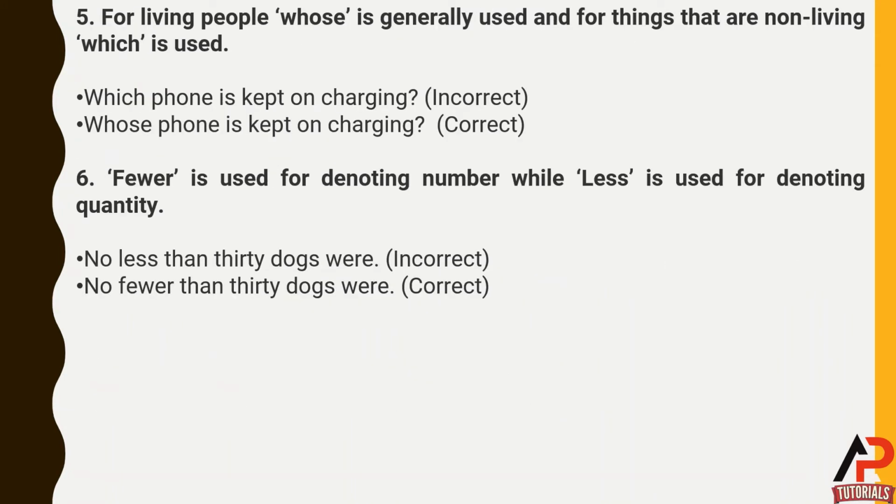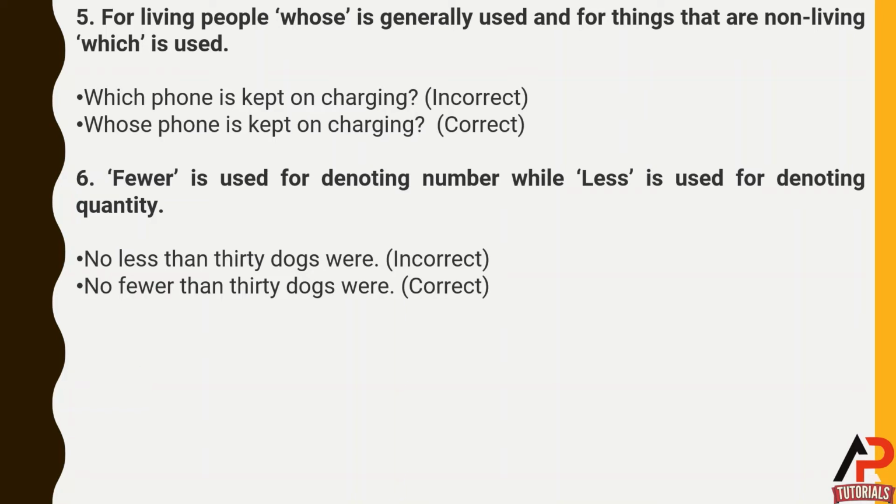Now the fifth rule: for living people, whose is generally used, and for things that are not living, which is used. You'll see this in these examples. "Which phone is kept on charging?" Here we are talking about a phone that belongs to a person, and that person is a living thing. So we will use whose here; we'll replace which by whose, because we are talking about living people. So the correct answer will be "Whose phone is kept on charging?"